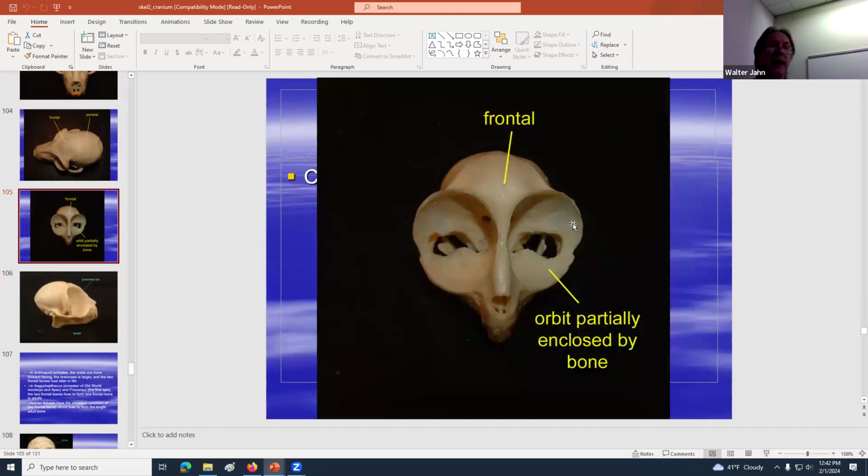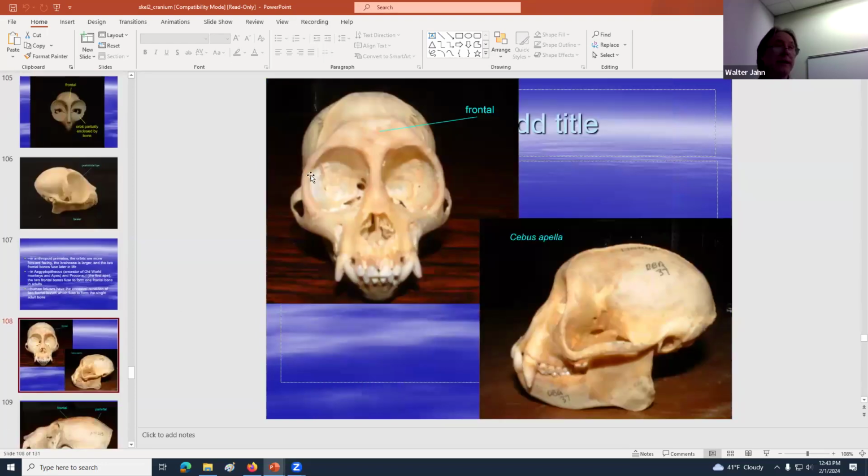But as we get into the later one, so here's a tarsier. Notice there's a little more bone here. There's a hole still, but a little more bone than the lemur had. And then by the time you get to the South American monkeys, look at that.